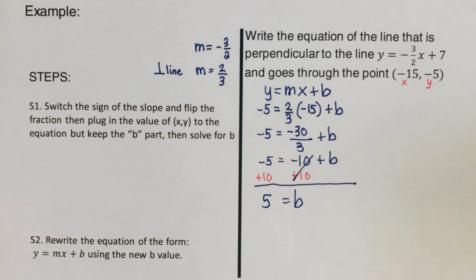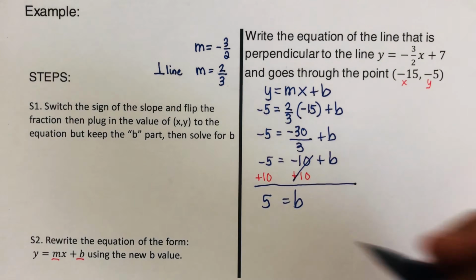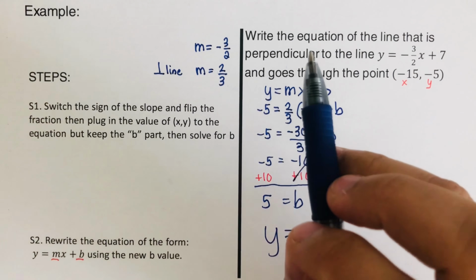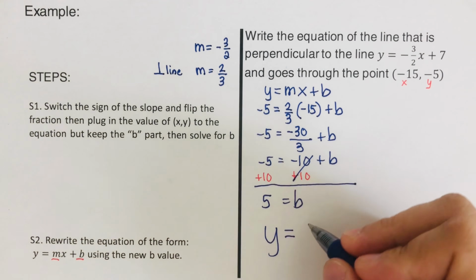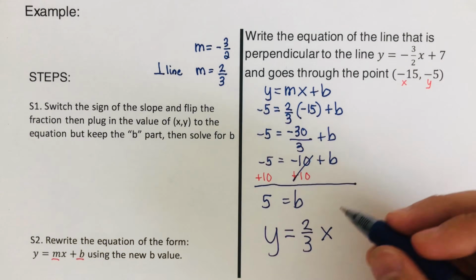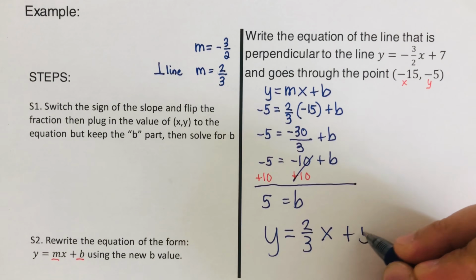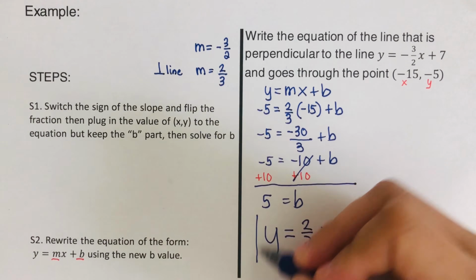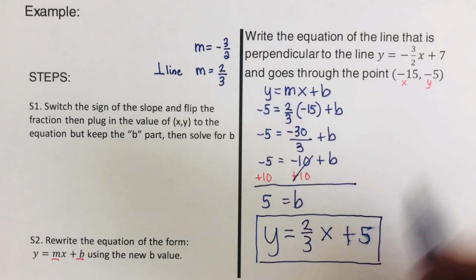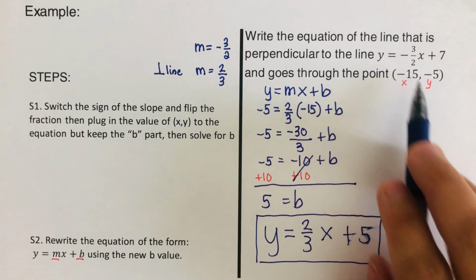So then our equation, again, please remember when we write the equation, we are supposed to change only the m and the b. So in this problem right here, we can go ahead and write y is equal to the slope of the perpendicular line, 2/3 x, and then the b that we solved is a +5. So this is the equation of the line that is perpendicular to this line right here, and this blue line is passing through this point.